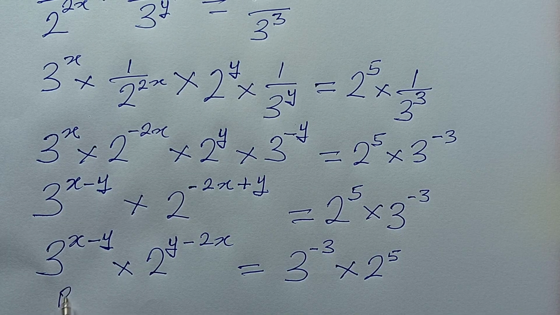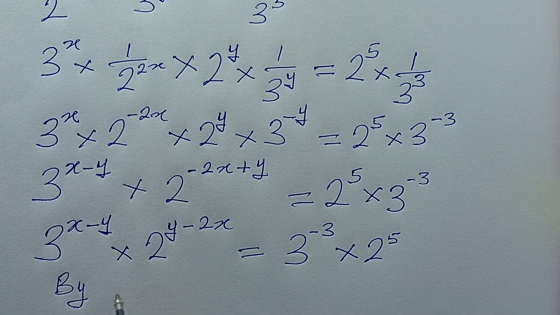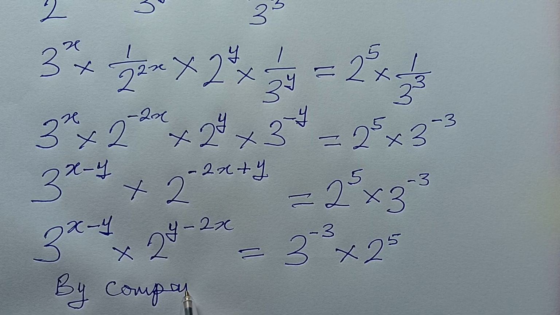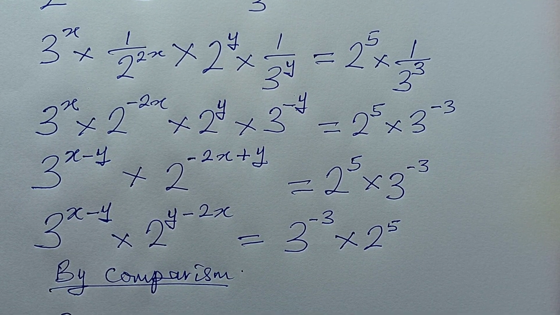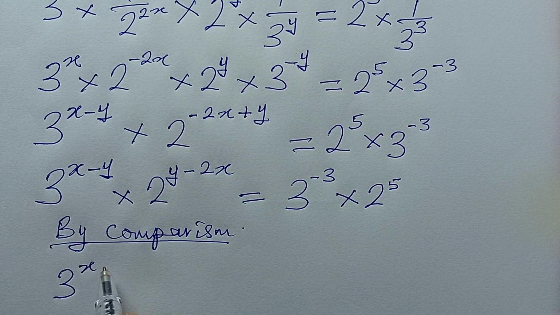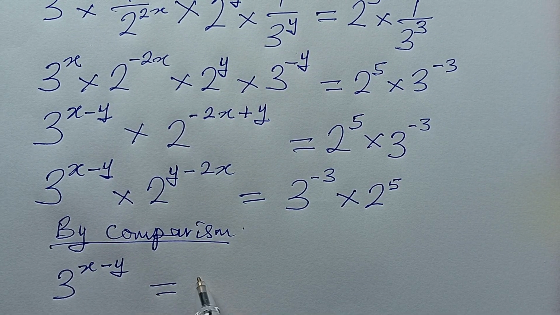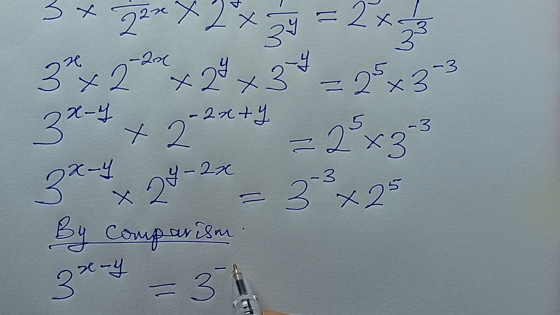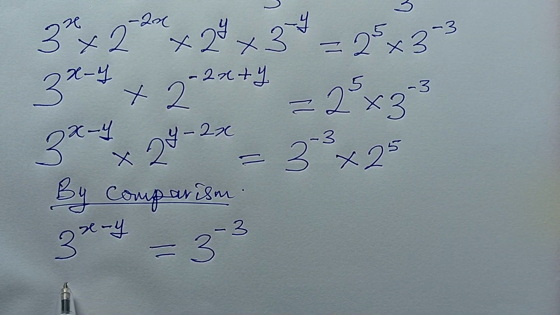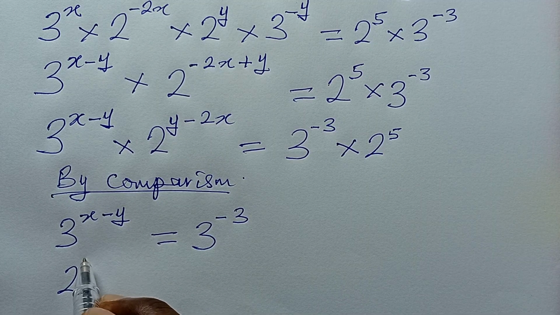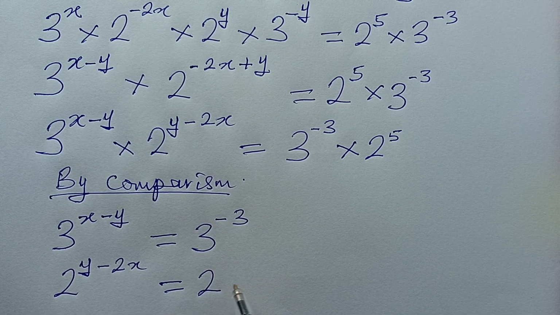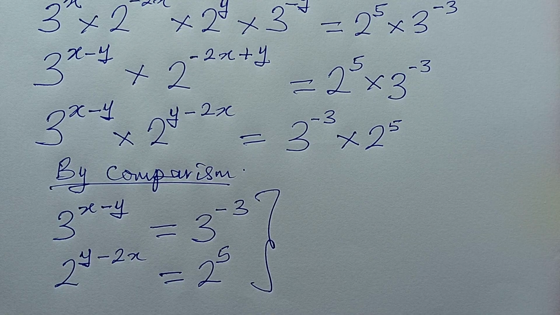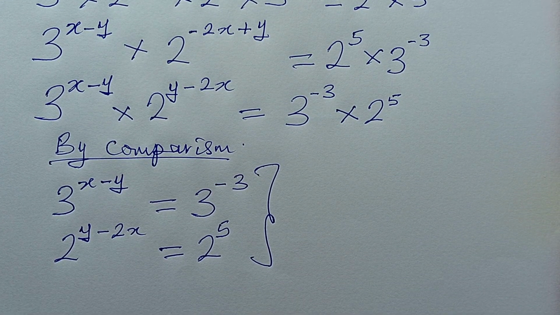By comparison, we now have 3 to the power of x minus y is equal to 3 to the power of minus 3, and 2 to the power of y minus 2x is equal to 2 to the power of 5. Now, from these two equations, we are going to form fresh equations.